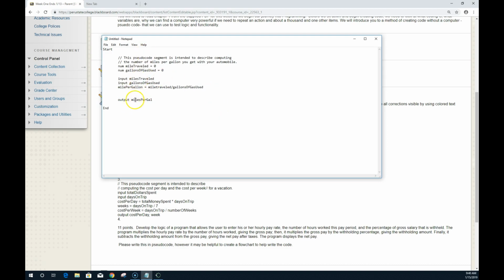Now, I'm going to eliminate this line. And white space is free. You can always put in spaces, white space, vertically like this. It doesn't hurt anything, and it makes it easier to read. Then it says we're going to output miles per gallon. All right, any problem with that line?